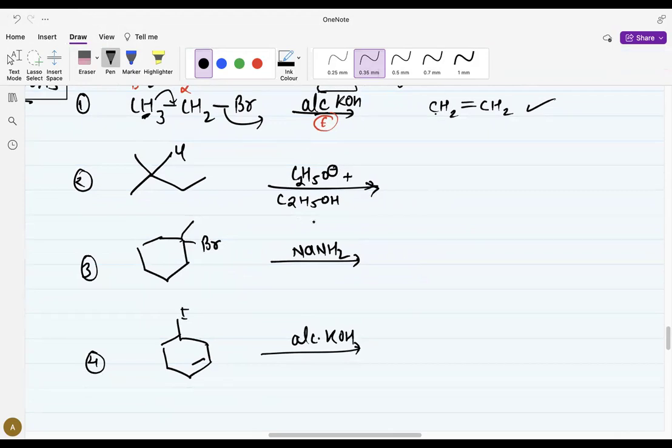Let's say I have this as the base, and this will act as a base, and I have to remove a beta hydrogen. So this is our alpha carbon, this is one beta carbon, this is one beta carbon, this is one beta carbon. Out of these three I have to remove hydrogen from any one beta.